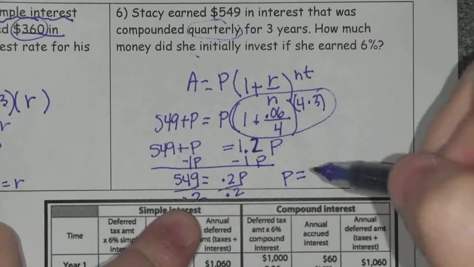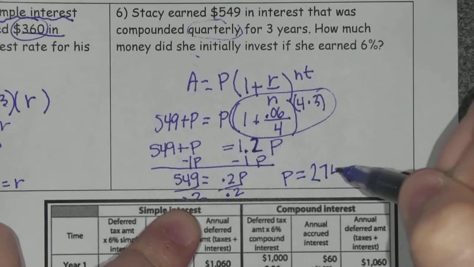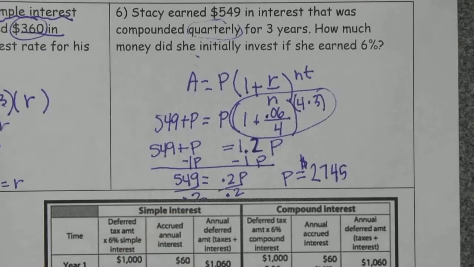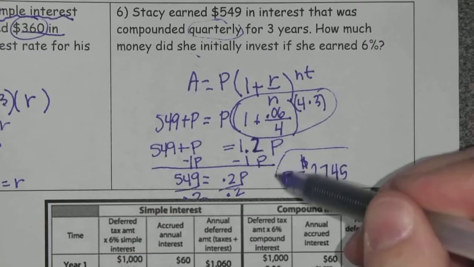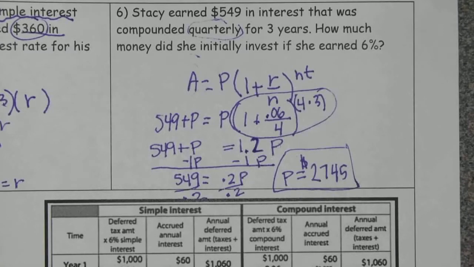That tells me the amount of money that I started out with was $2,745. For 3 years, I'll give you $549 interest. Yeah, it's pretty nice. It was a pretty good interest rate. 6% is pretty good. Yeah.